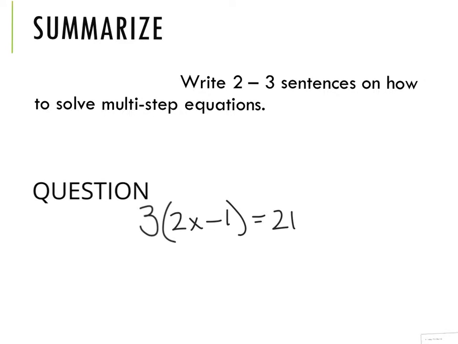Be sure in your summary you write 2 to 3 sentences on how to solve multi-step equations. Don't forget, if you have any questions or confusions, you can put that down as well. And try to answer the question: 3 times 2x minus 1 equals 21.